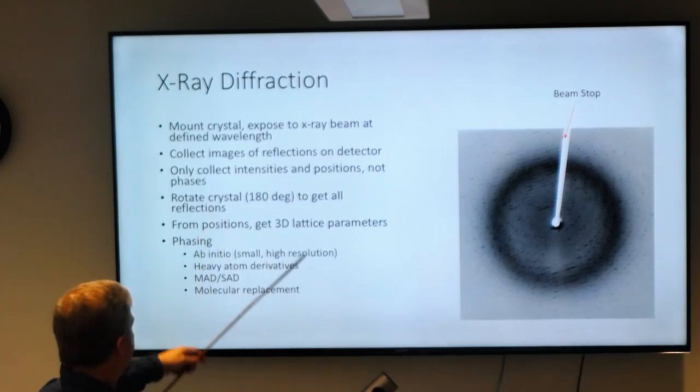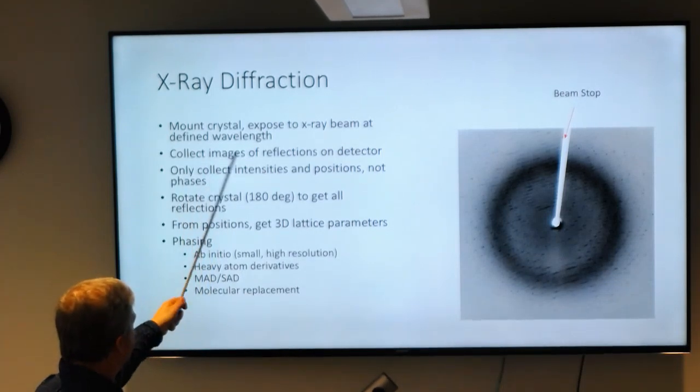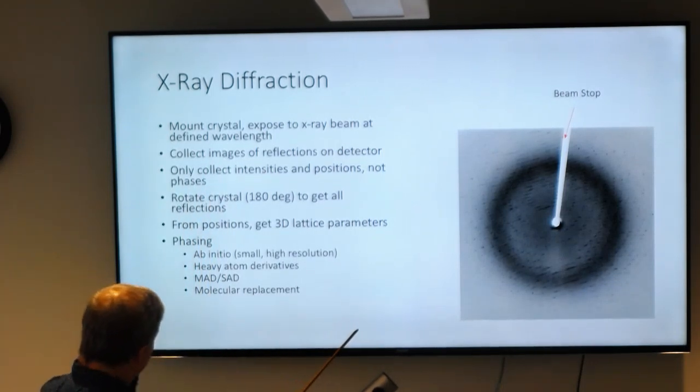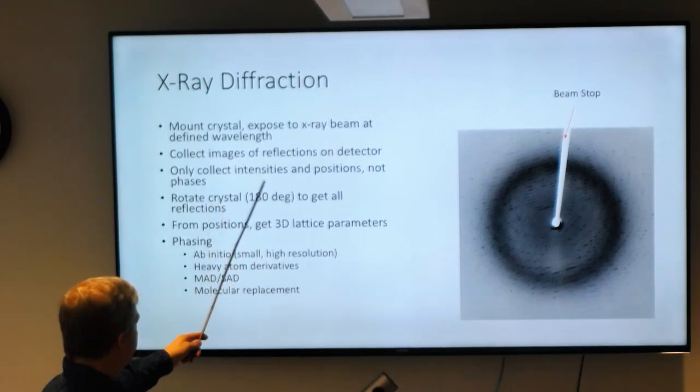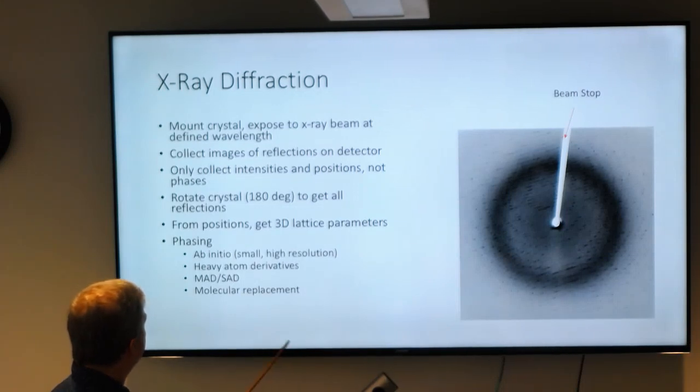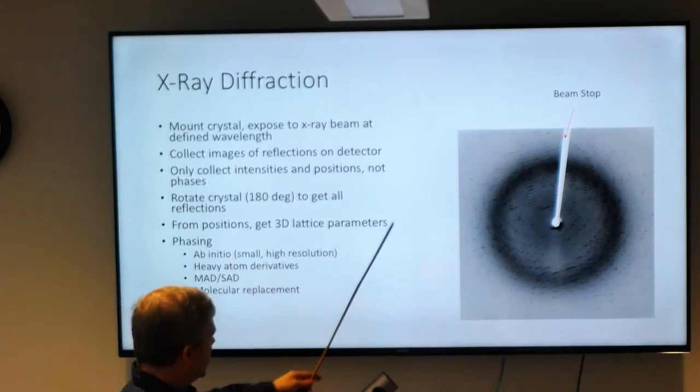So to do X-ray diffraction, you basically mount a crystal. Generally, it's kept cold so that you get less X-ray damage, and then you expose it to an X-ray beam, which is at a defined wavelength, and then you collect images of the reflections on a detector.